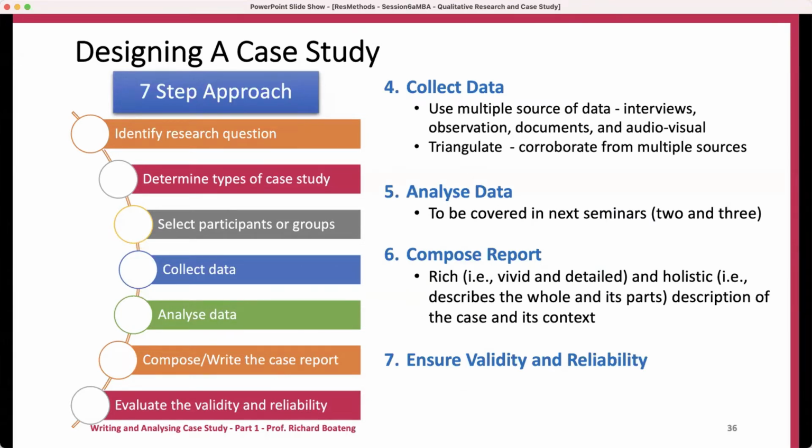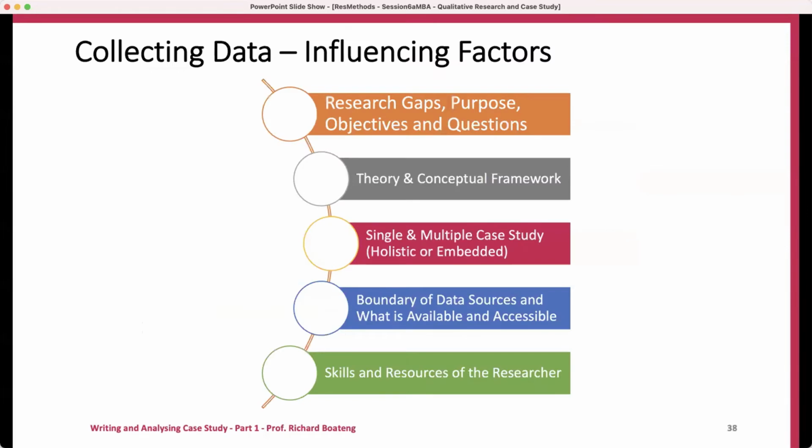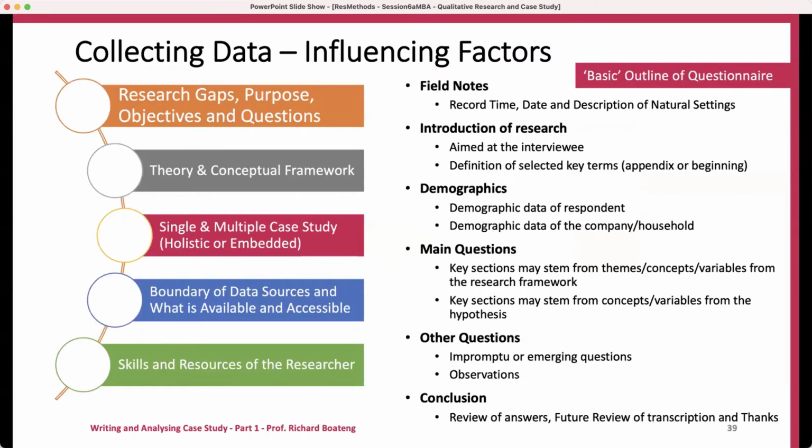You have to know how to triangulate from multiple sources so that you can avoid biases, bringing data from different sources to write a story. Okay. So collecting your data. What guides you in collecting the data? One, your research gaps, purpose, and questions will guide you to develop a research questionnaire. You also have a theoretical framework which will also inform the research questionnaire.